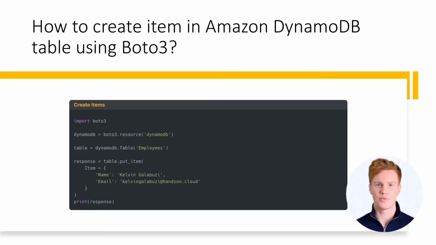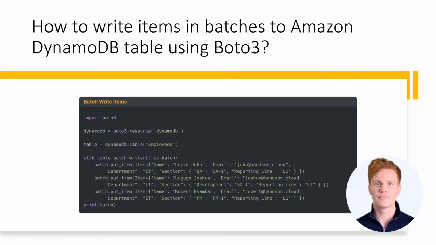In the following examples, we'll show how to perform basic CRUD, or create, read, update, delete, operations on items in DynamoDB tables. In this example, we're inserting a single item into our table which has two attributes. The name attribute equals Kelvin Galabuzzi and the email attribute equals Kelvin Galabuzzi at Hands on Cloud. To write items in batches to the Amazon DynamoDB table using Boto3, you need to use the batch writer method of the Boto3 table resources class. This method allows you to write multiple items into an Amazon DynamoDB table in a single API request. Writing items in batches is valuable when importing many items into the table.